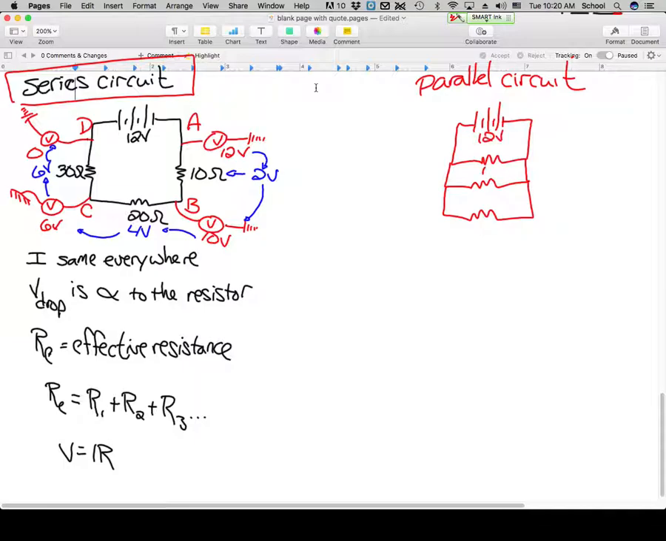So this battery is still 12 volts, that's still 10 ohms, this is still 20 ohms, and 30 ohms. So we have the exact same ones. Now, do you see how this is multiple pathways? Here, if I come out of the battery, I can go through 10 and get back, or I can come down and go through 20 and come back, or I can go all the way down and go through 30 and go back, but I don't have to go through all three to get back to the battery. So, since that's the case, it's not going to be the current that's the same everywhere. What's going to be the same everywhere is the voltage drop.